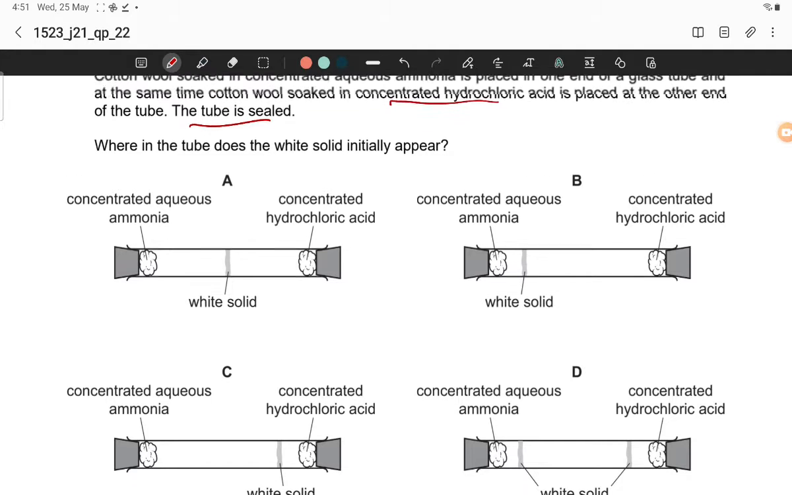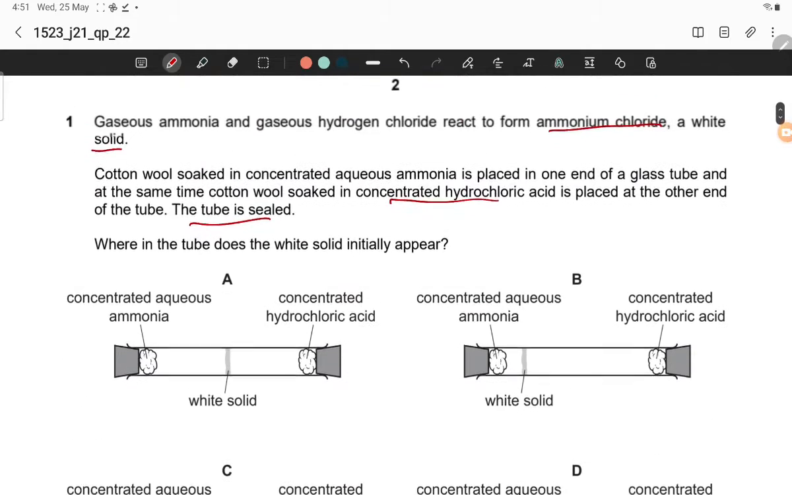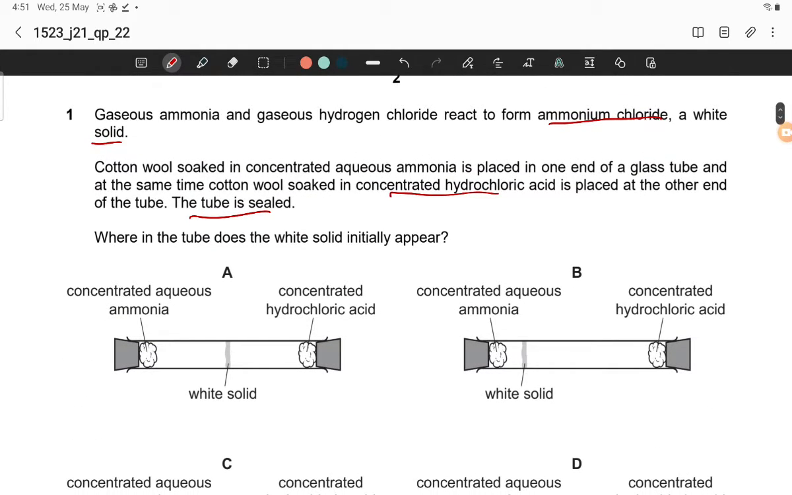You know that there are two factors which affect the rate of diffusion. One is molecular mass. Ammonia is NH3 and its mass is nitrogen 14 plus hydrogen 3, which is 17. So ammonia is the lighter gas. Hydrogen chloride is HCl, with a mass of 36.5, and ammonia's mass is 17.